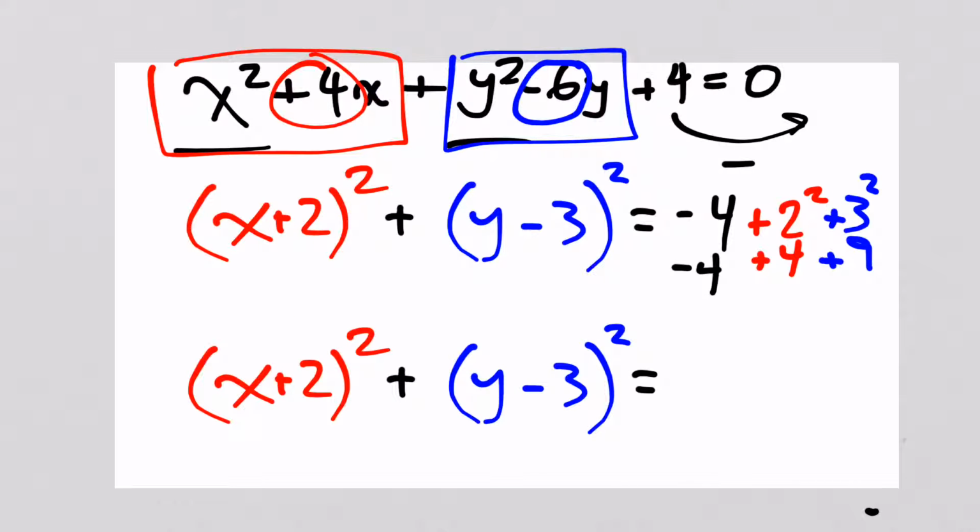So now if I want to finish writing this equation, all I need to do is combine everything on the right side. So -4 plus a +4 is gone, so I'm just left with that plus 9, which means I have a 3 squared on the right, indicating that my radius is 3. And yeah, you can leave it as 9, or you can write it as 3 squared. Either is acceptable.